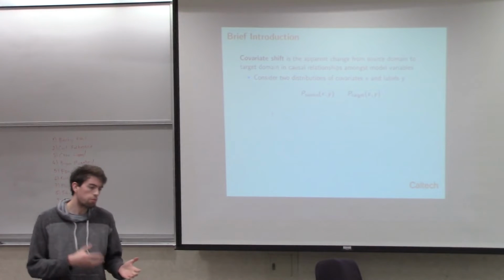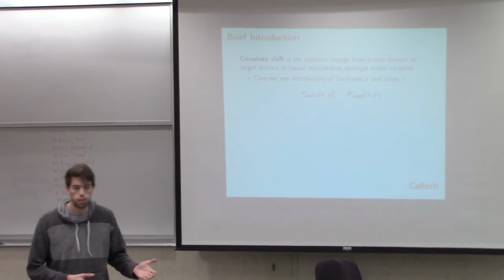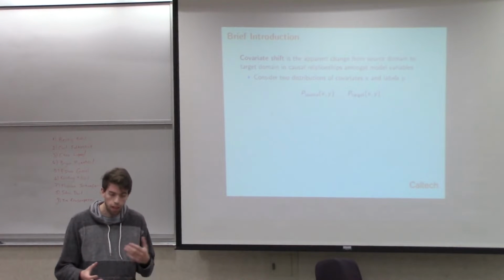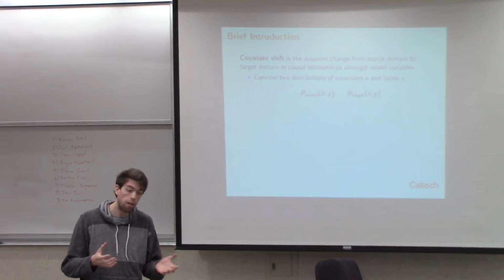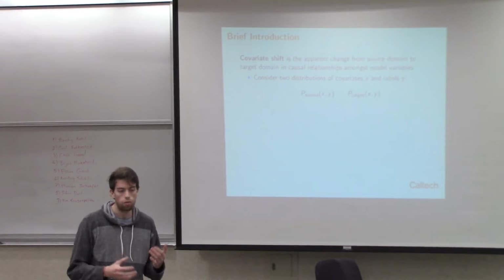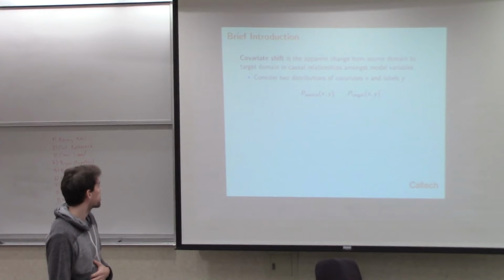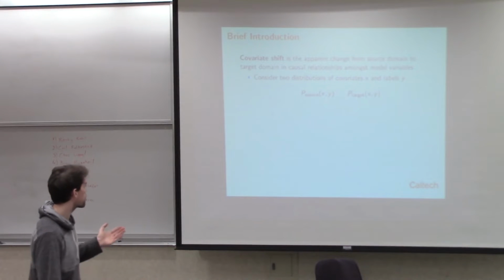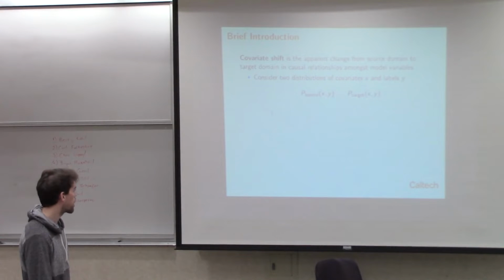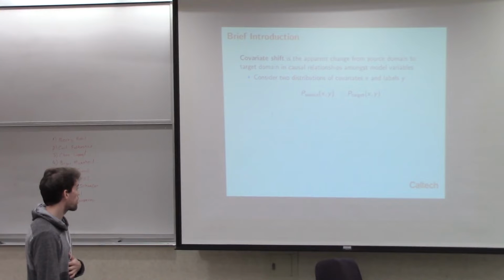The setting we're thinking about is we train a model on the source distribution, and we want to apply it to the target distribution. And because of the changes in the apparent causal relationships between the model variables, our model doesn't generalize well, or doesn't apply well, at least in this particular target domain. So we consider two joint distributions between covariates, which we'll represent by x, and labels, or whatever parameter we want to predict, which we'll call y.